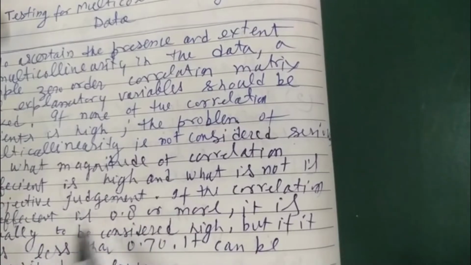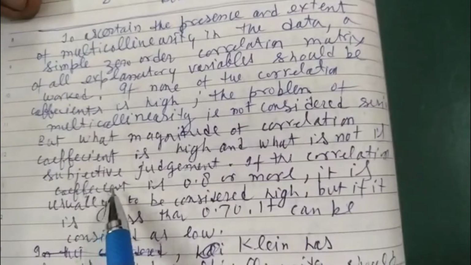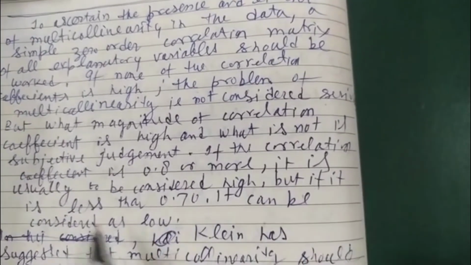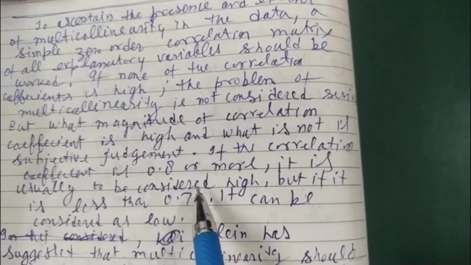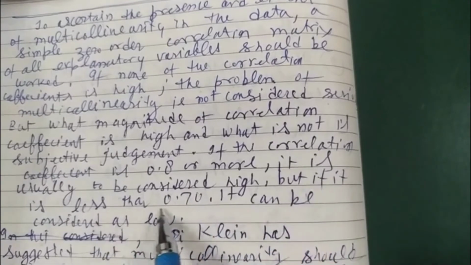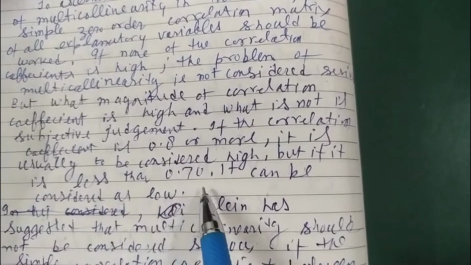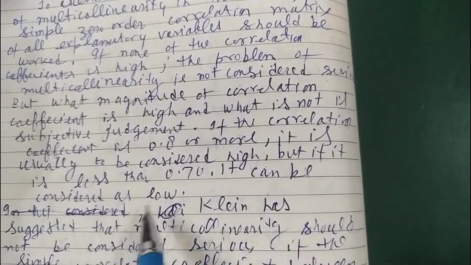It is a subjective judgment. If the correlation coefficient is 0.8 or more, it is usually considered high. But if it is less than 0.70, it can be considered low.